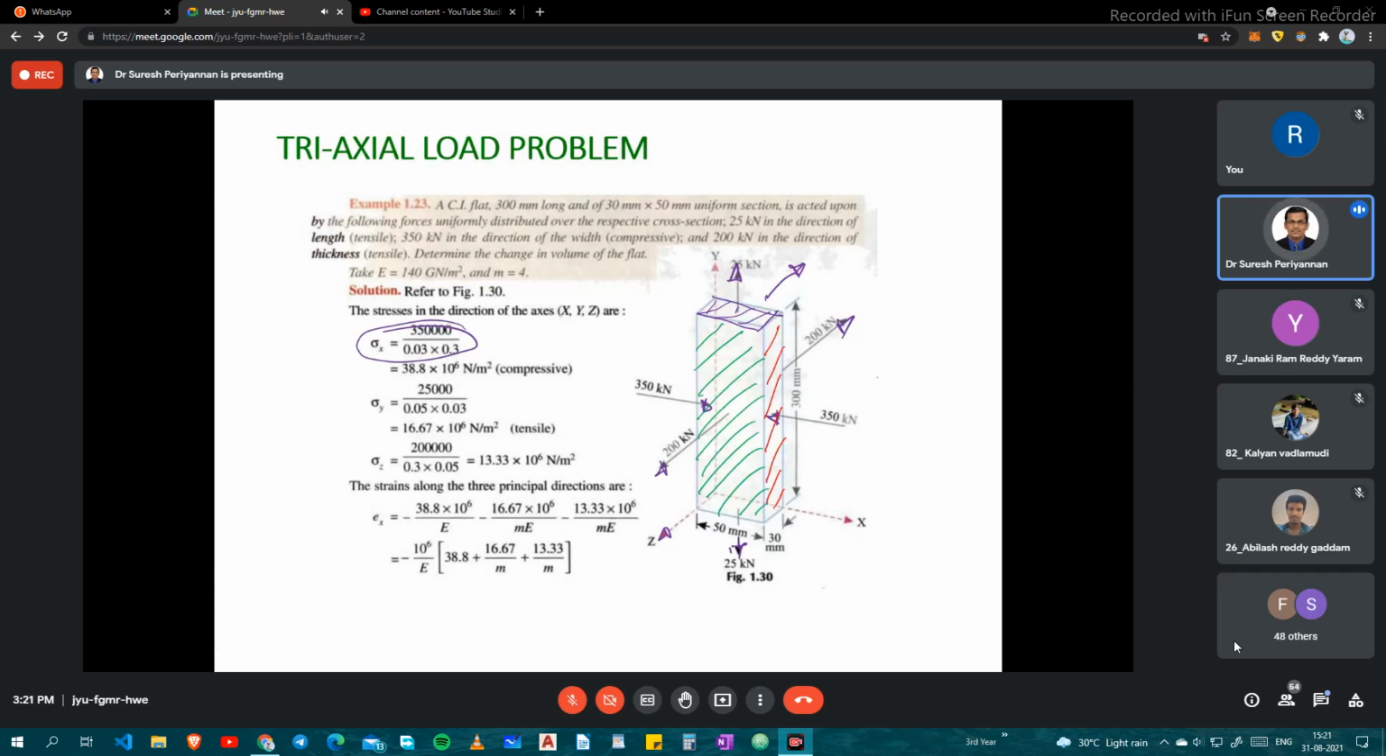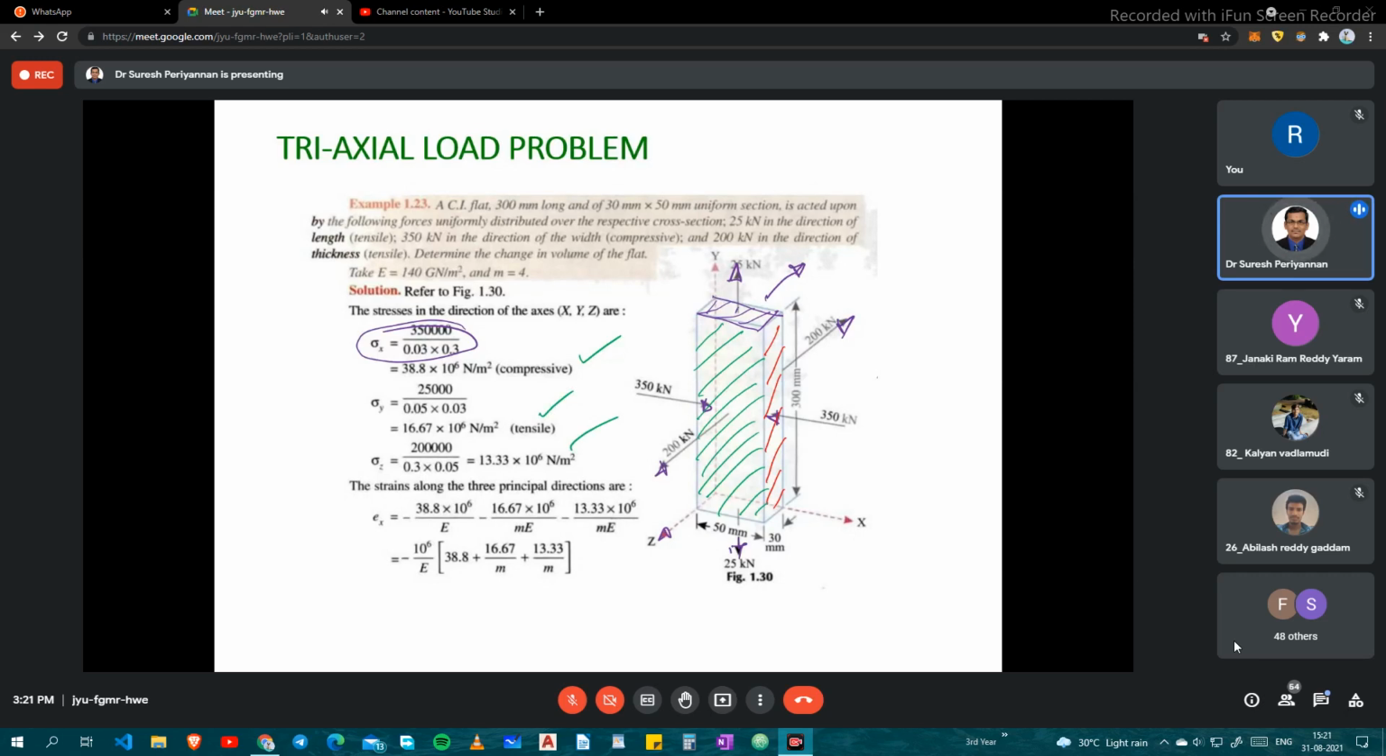Then find out the stress component on each plane. Based on the stress direction, the load direction, you can find out whether it is compressive or tensile. Now first, sigma x is compressive stress, the sigma y is tensile, and the sigma z is again tensile.